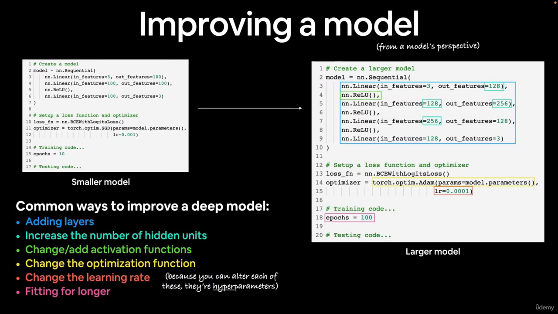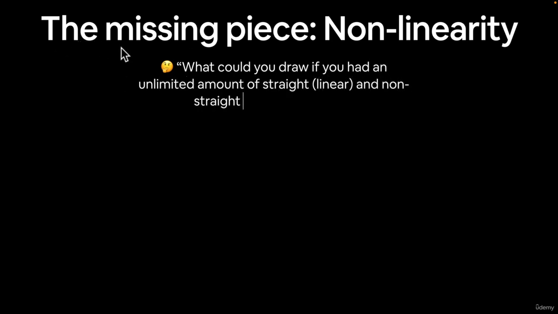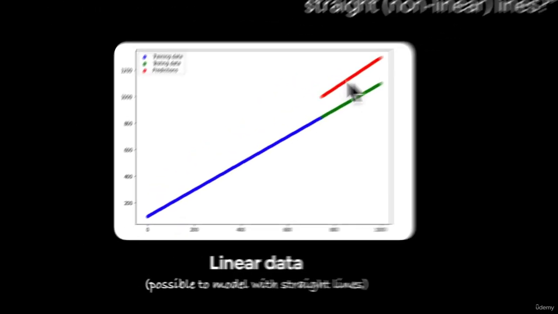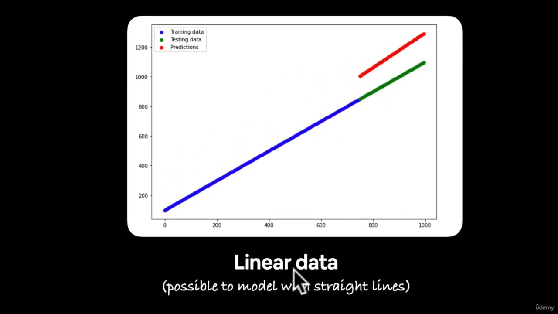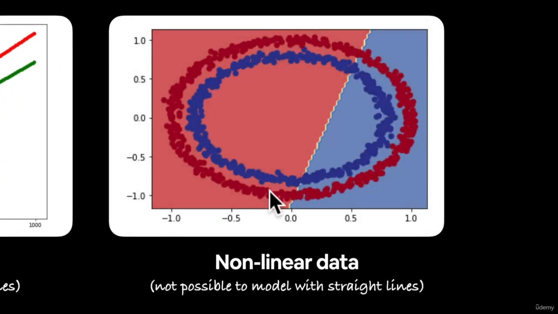And just one more thing before, just to re-emphasize what we're doing here. Before we write this code, I just remembered, I've got a nice slide, which is the question we posed in the previous video, the missing piece, nonlinearity. But the question I want you to think about is, what could you draw if you had an unlimited amount of straight, in other words, linear, and non-straight, non-linear lines? So we've seen previously that we can build a model, a linear model, to fit some data that's in a straight line, linear data. But when we're working with non-linear data, well, we need the power of non-linear functions.